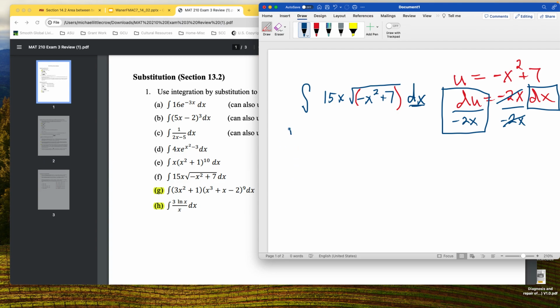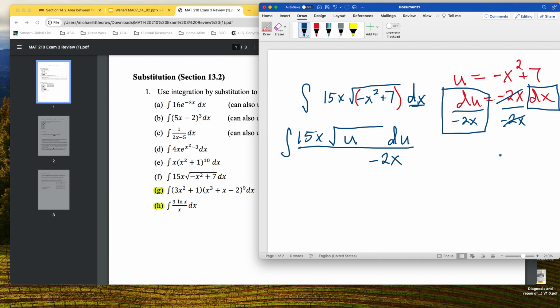15x, we don't know what to do with it, so we'll leave it there. We've got the square root, and this stuff inside is actually, we renamed it to be u. dx is du over, and everything's a fraction, so I'm going to say this was all in the numerator. The negative 2x is in the denominator.